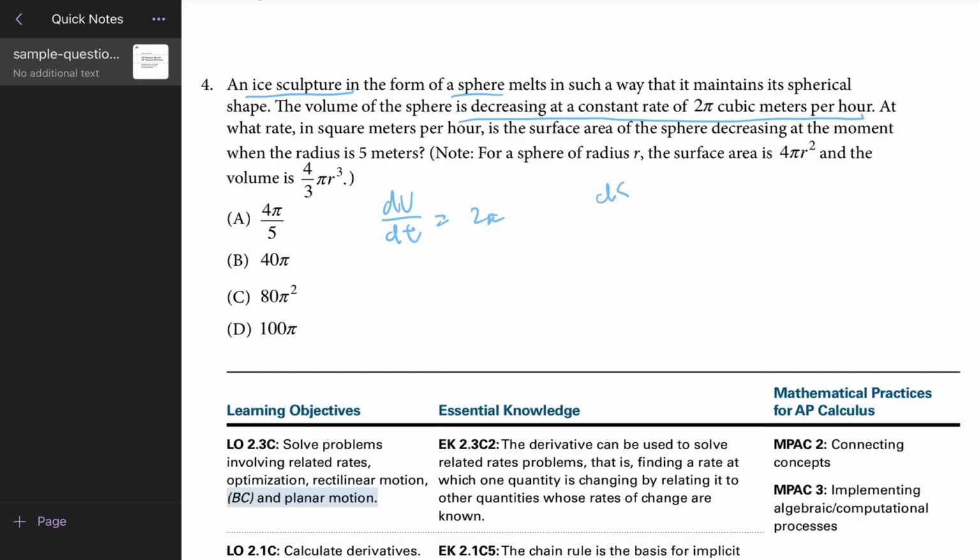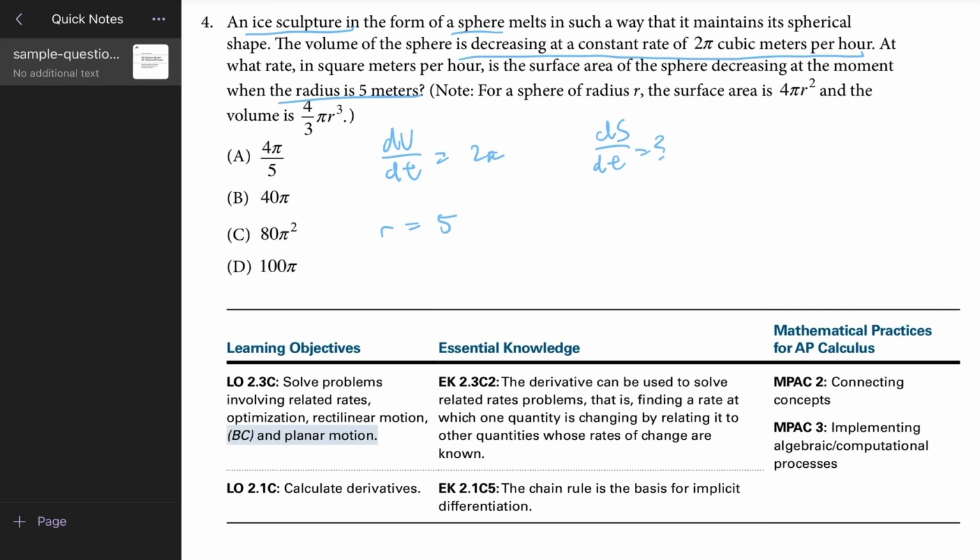So we're looking for the rate of change of the surface area, so dS/dt is equal to question mark, when the radius is equal to 5 meters. Let me make this a little smaller here.